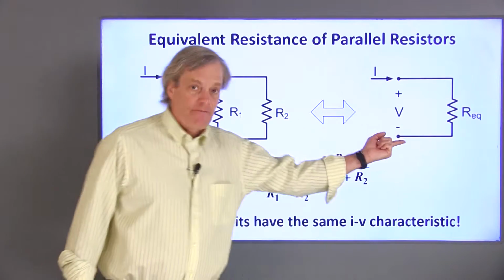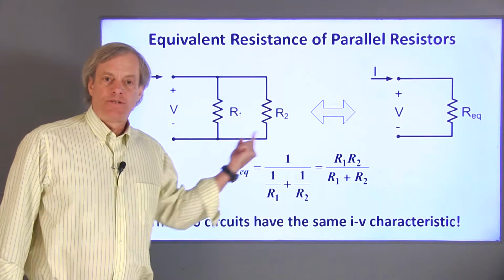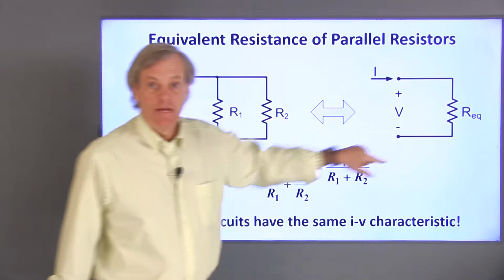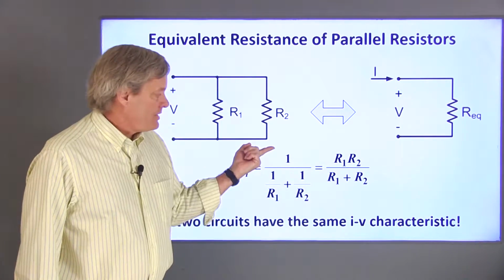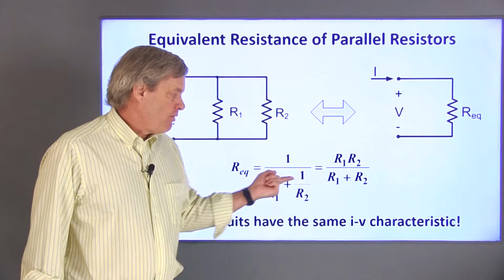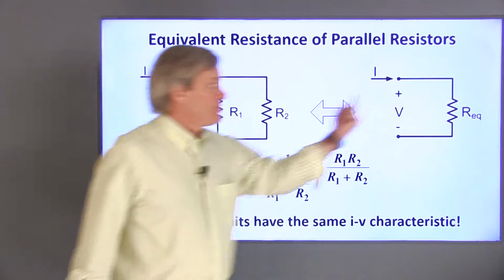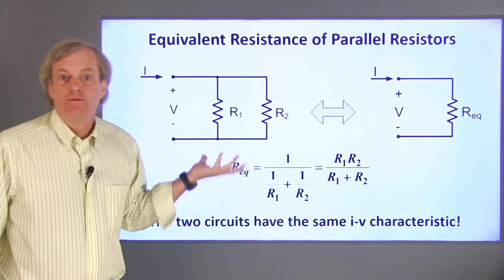So the circuit on the left is mathematically equivalent to the circuit on the right based on the voltage-current relationships at their terminals. If Req is equal to 1 over the inverse of R1 plus the inverse of R2, because anything we connect to these terminals won't know the difference between these two circuits.